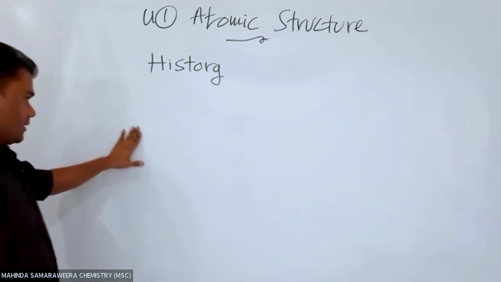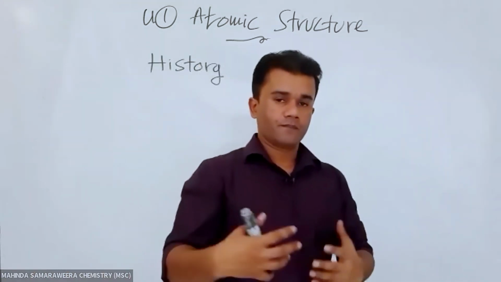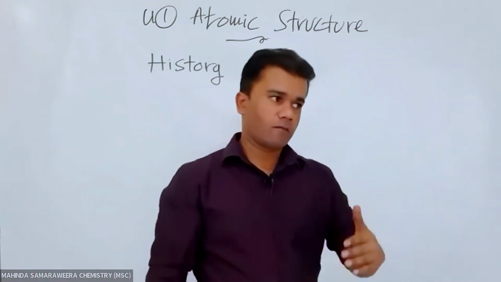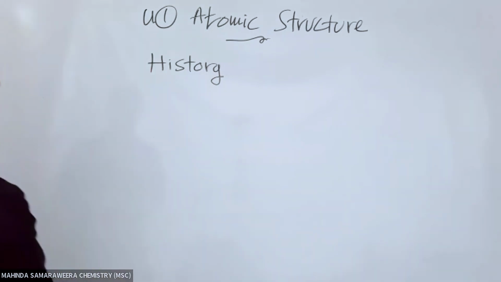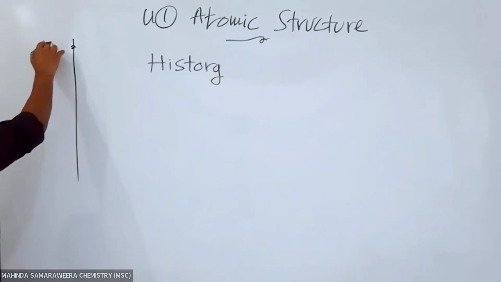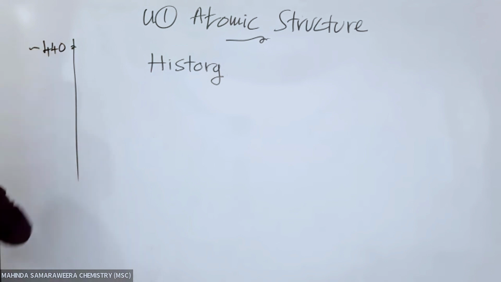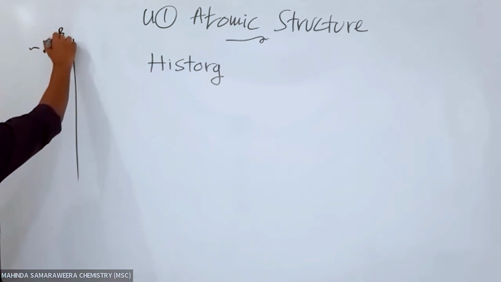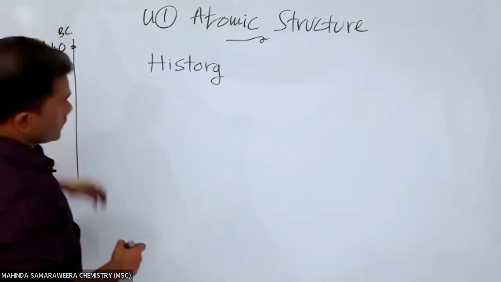We will discuss how the structure of atom, the atomic model, changes from one time to the other. In that case, I use a timeline to explain this concept. First of all, we have somewhere around 440 BC. The first incident. Actually, before that, there are some incidents.